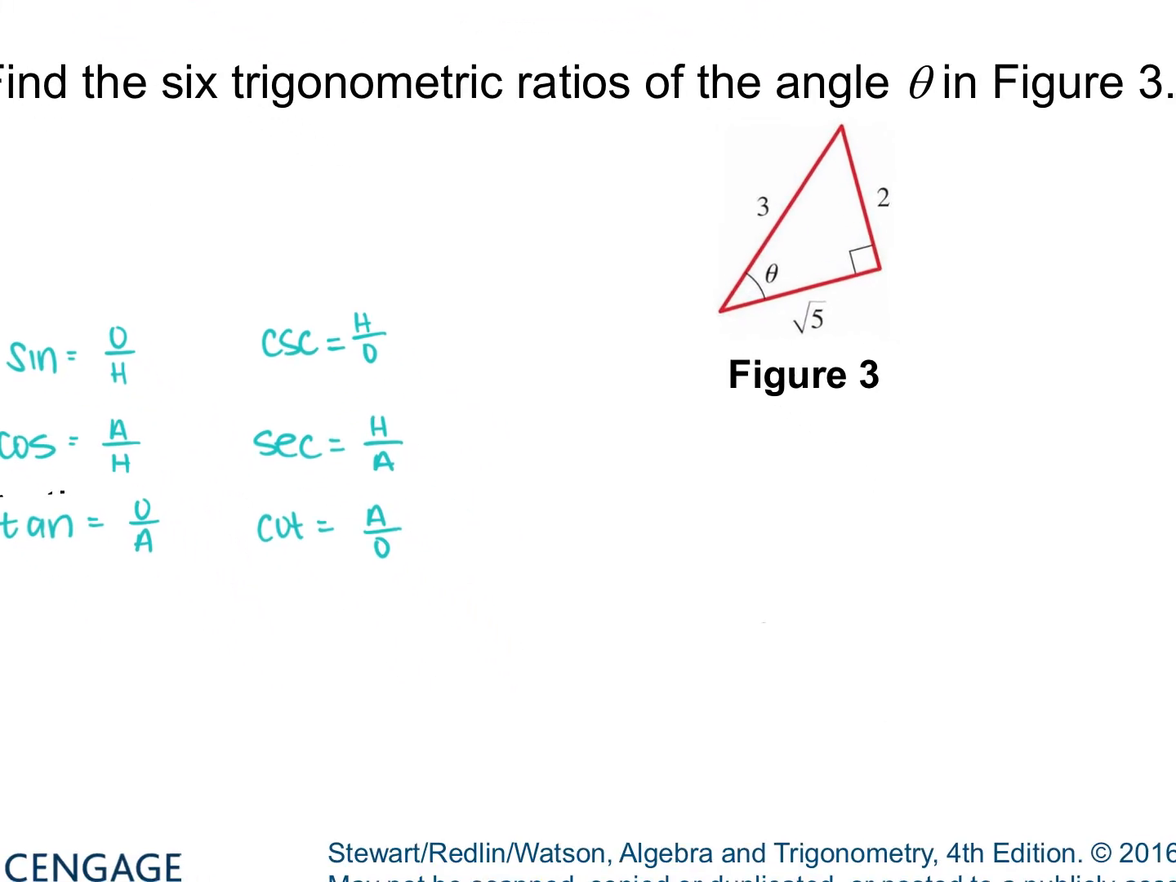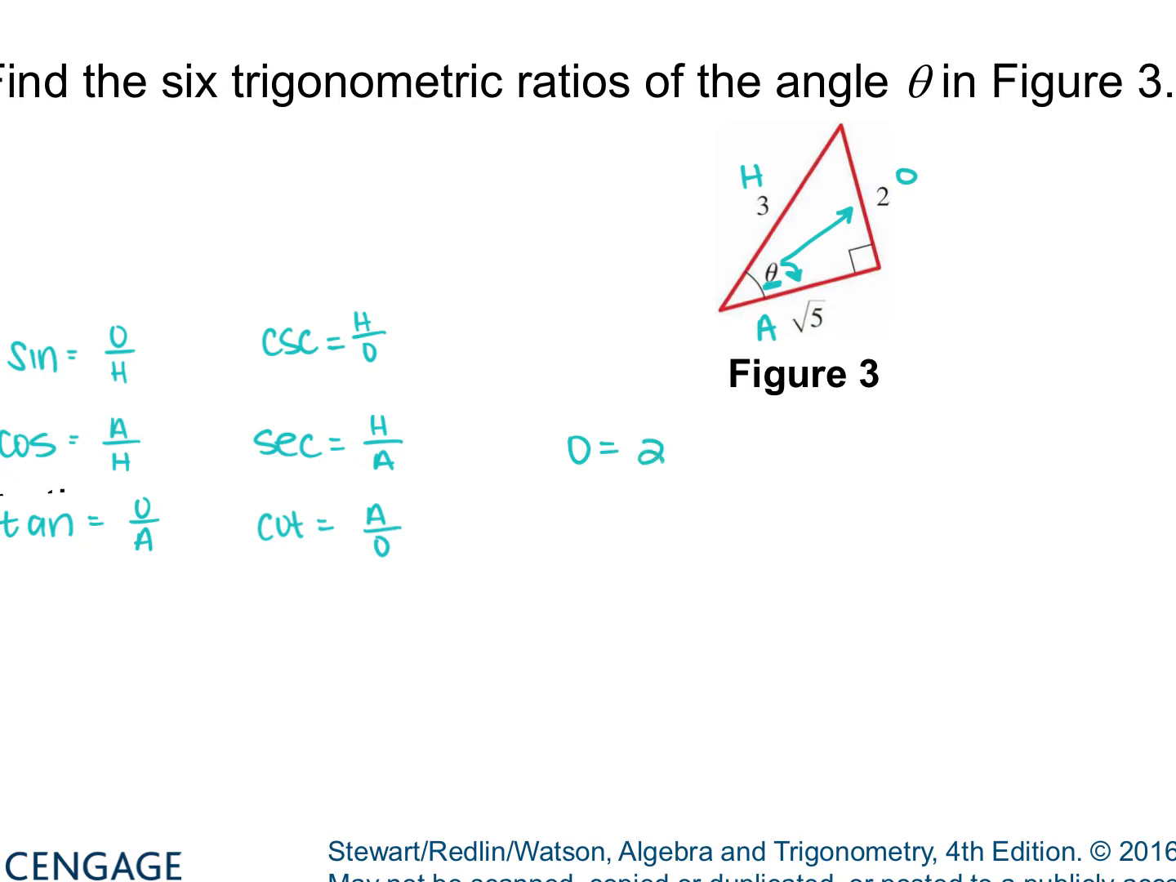So if we look at our triangle, our theta is in that bottom left-hand corner. So the side length that's across from your right angle, that 3, is your hypotenuse. If we look at theta and we go across from your theta, that's our opposite. And next to theta is our adjacent. So if you want, you can identify all of these side lengths. So opposite is 2, adjacent is the square root of 5, and your hypotenuse is 3. So we just plug all of these in and simplify.